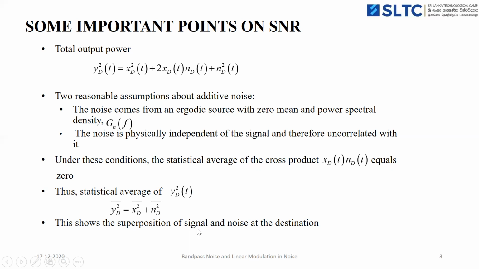Another notation for the statistical average of the received signal at the destination is YD squared bar, which is the mean square value of the received signal at the destination. It is equal to XD squared bar plus ND squared bar, meaning the signal power plus the noise power. So we can say this is the superposition of the signal term and the noise term at the destination.